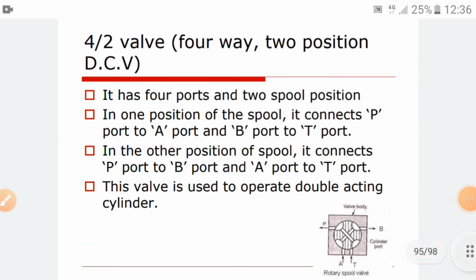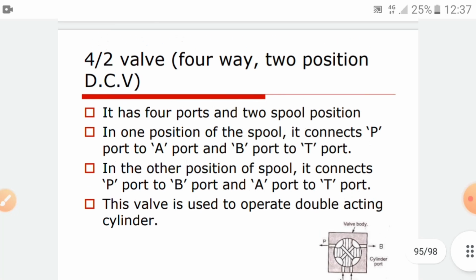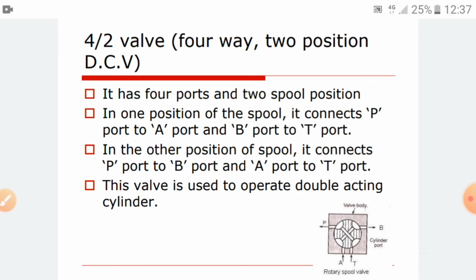Next is a 4 by 2 valve. Its meaning is four-way, two position directional control valve. It has 4 ports and 2 spool positions. In one position of the spool, it connects P port to A port and B port to T port. In the other position of the spool, it connects P port to B port and A port to T port. This 4-way 2 position directional control valve is used to operate a double acting cylinder.